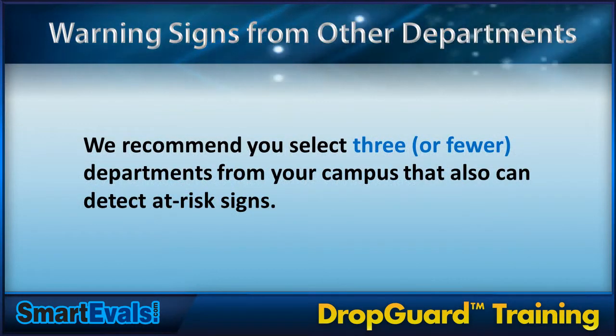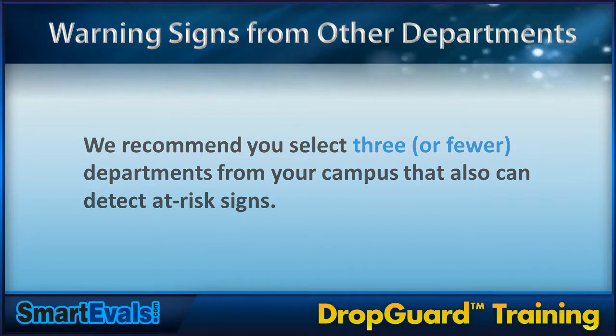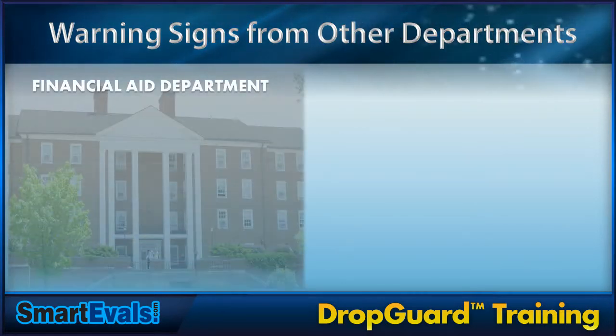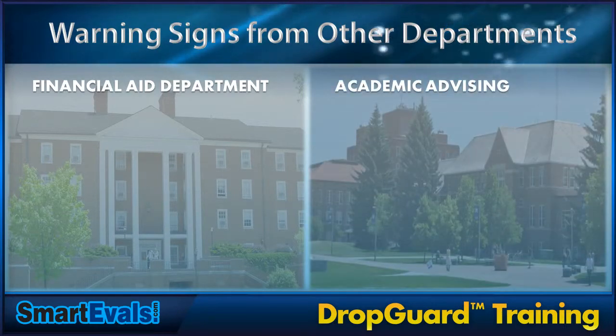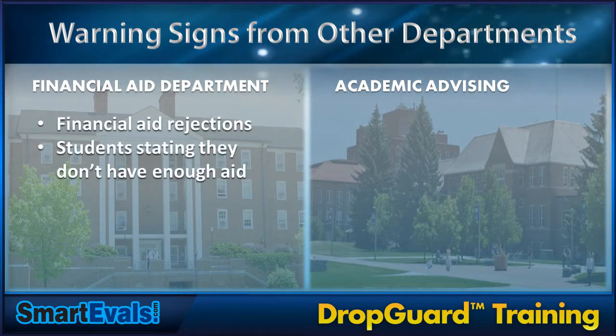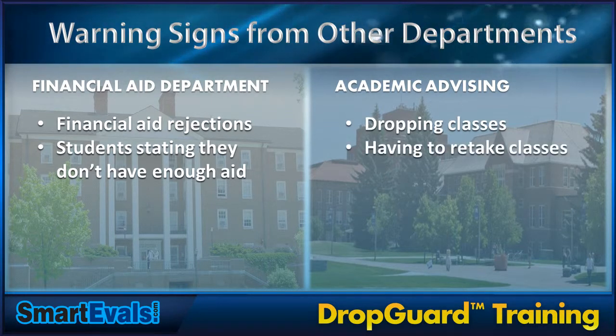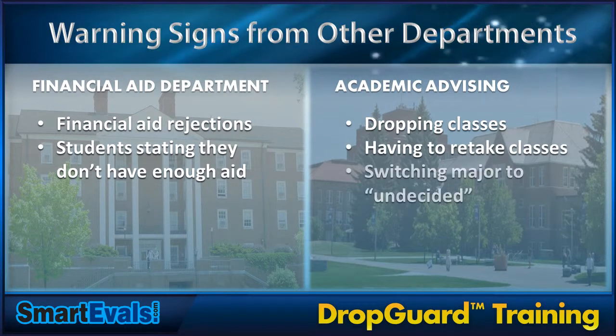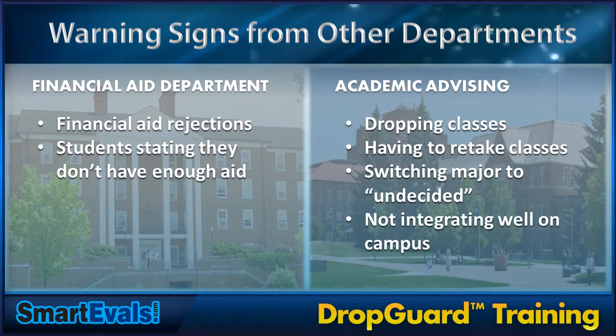Next, we recommend you select 3 or fewer departments on your campus that also notice at-risk signs. Typically, your financial aid department and your academic advising offices are great places to start. The financial aid department typically sees financial aid rejections and students stating that they don't have enough aid, so there's a large unmet need. Academic advising offices typically notice at-risk indicators such as students dropping classes, having to retake classes to increase their grade, switching their majors to undecided, and when the students state they're not integrating well on campus.